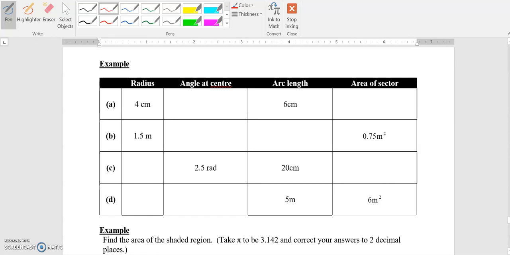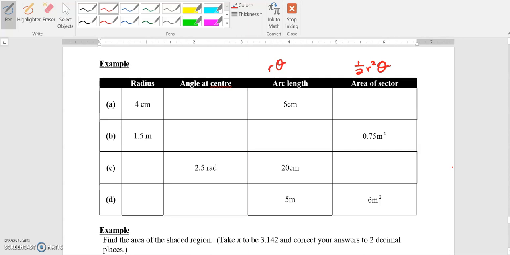Before we go into area of segment, let us take a quick revision on arc length in radian mode as well as area of sector in radian mode. In radian mode, we know that the arc length formula is r theta, while the area of sector formula is half r squared theta, where theta represents the angle in the center in radians, and r represents the length of the radius.